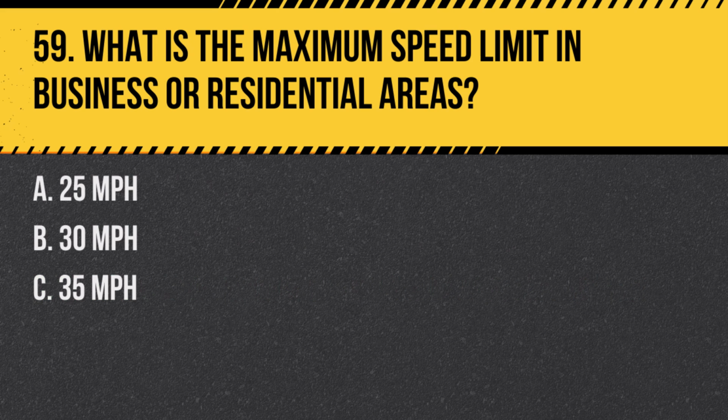Question 59. What is the maximum speed limit in business or residential areas? A. 25 miles per hour. B. 30 miles per hour. C. 35 miles per hour. Answer: A. 25 miles per hour. The maximum speed limit in business or residential areas in California is typically 25 miles per hour unless otherwise posted.